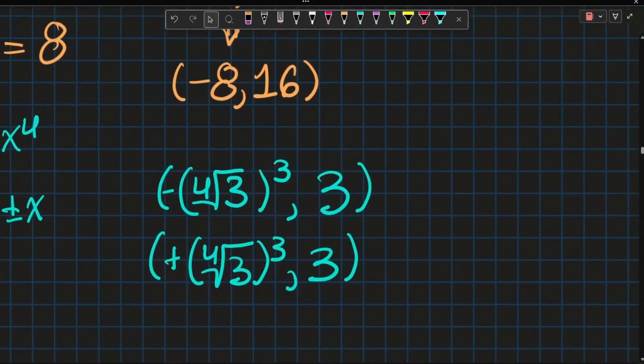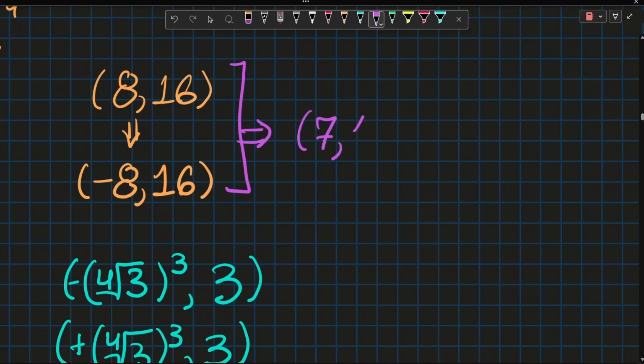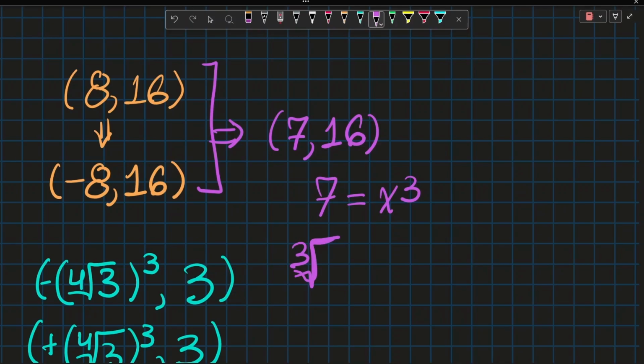Now, this pair looks overly complicated. Let me consider this pair here. We are saying that these two pairs are possible. Can I now say that this pair is possible? Well, let's check. I want 7 to equal x cubed, which means that you have the cube root of 7 is equal to x.